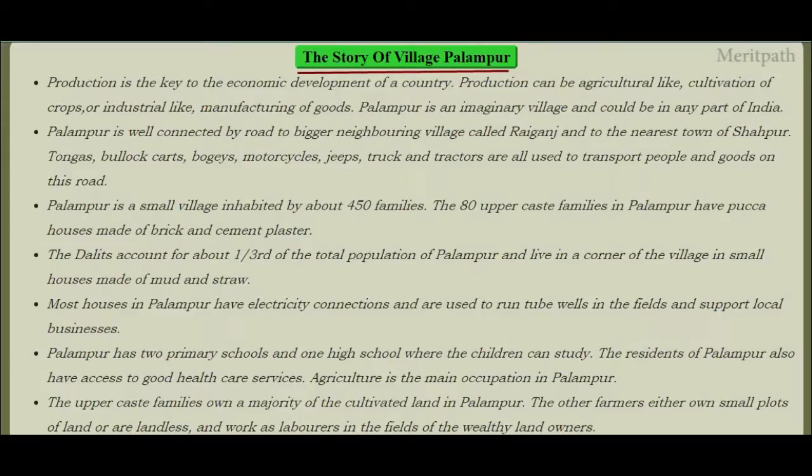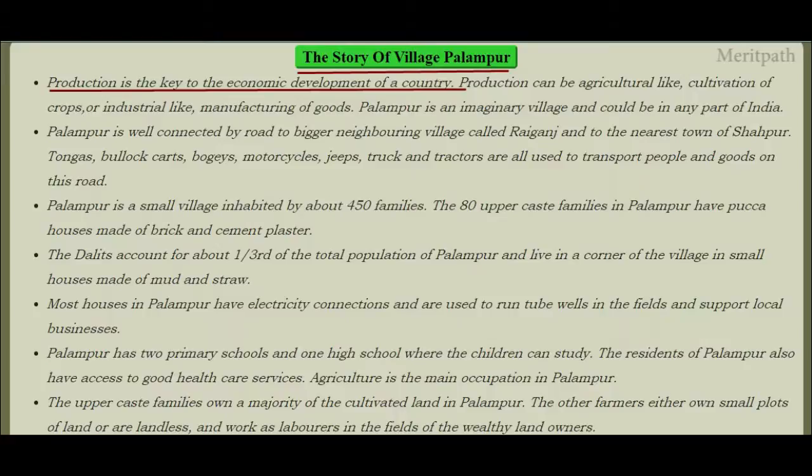The name of the new chapter we are going to study is the story of the village Palampur. Production is the key to the economic development of a country, and production can be agriculture, like cultivation of crops, or industrial, like manufacturing of goods.